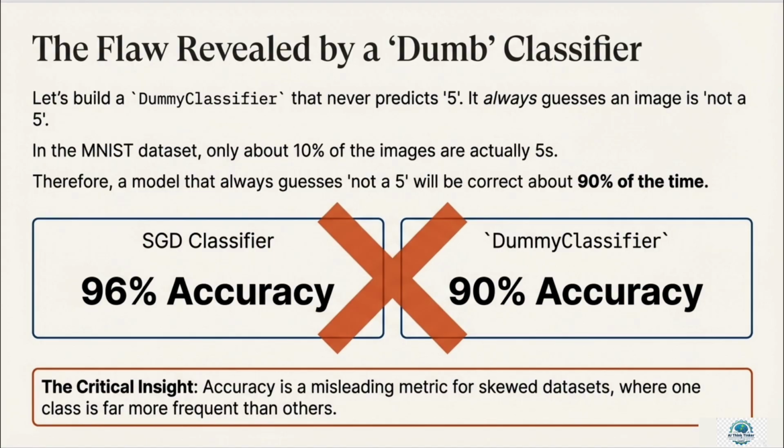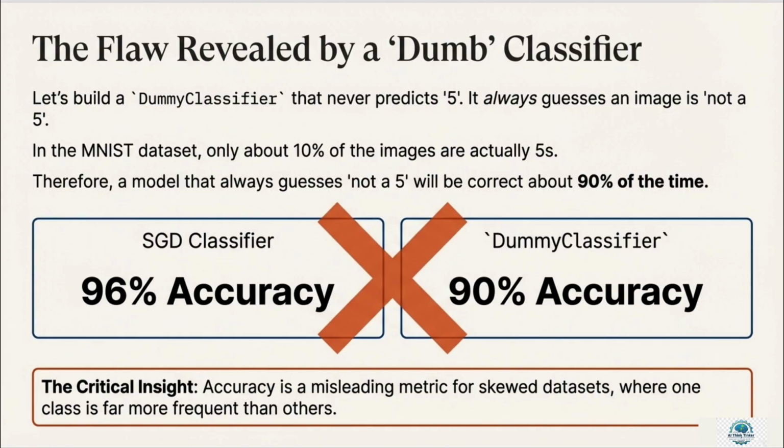Let's prove why accuracy failed us. We're going to build what we call a dummy classifier. This model has zero intelligence. It doesn't look at the pixels, it doesn't learn patterns, it has one simple rule. No matter what image you show it, it simply guesses not a 5. If you show this dumb classifier a generic image from the MNIST dataset, it will be correct 90% of the time, simply because 90% of the images aren't 5s.